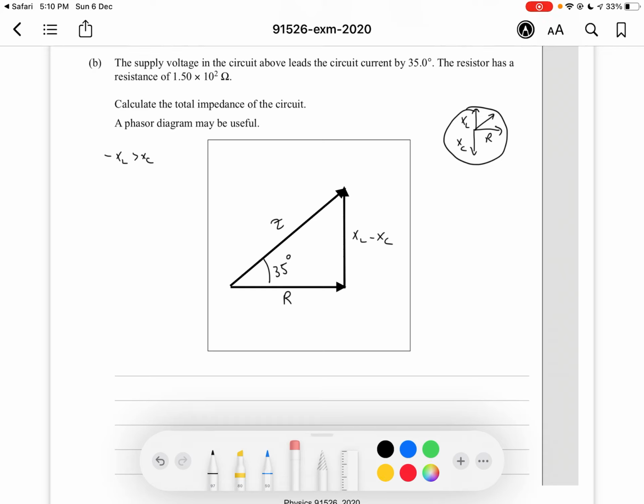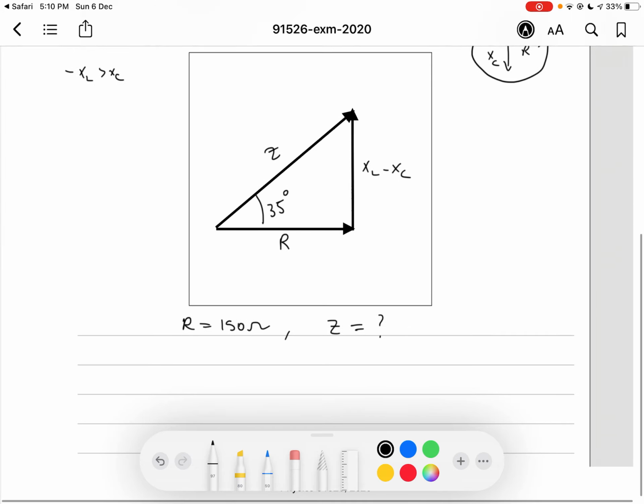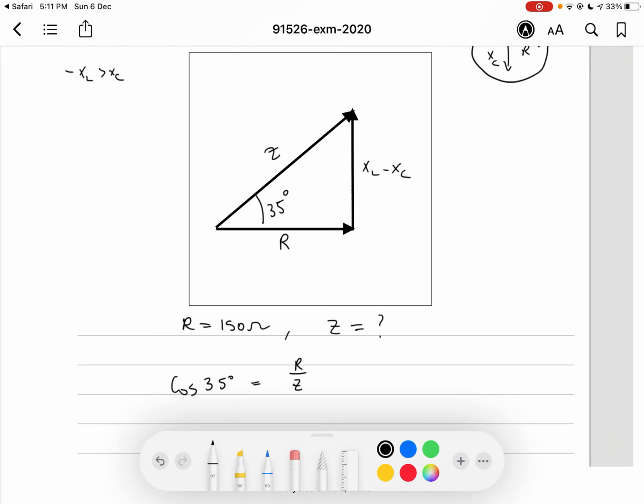We know that R equals 150 ohms, and we're trying to find Z. In this case, we can use trigonometry, so cos 35 degrees is equal to R over Z, which is equal to 150 over our impedance. Remember to put your calculator on degrees. You should find that our impedance is equal to 183.12 ohms, which rounds to 183 ohms to 3 significant figures.